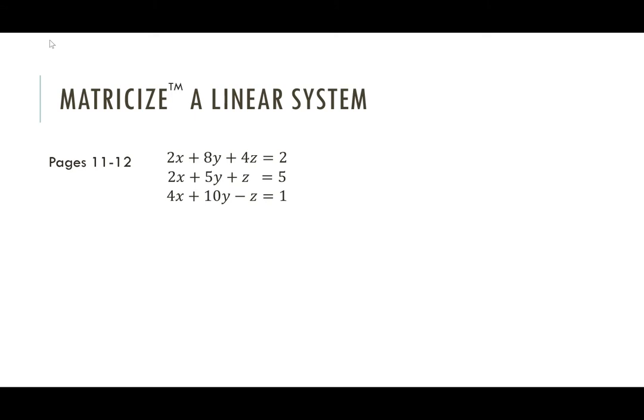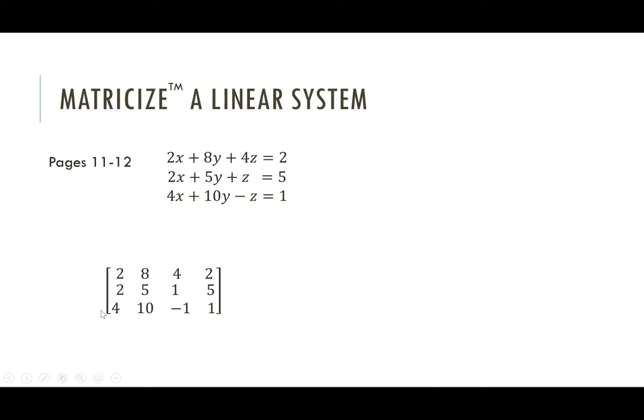So here's a system of linear equations I pulled from your textbook. In this system, we've got three equations and three unknowns. Let's organize the relevant information, namely just the numbers, into a matrix. Each row gives you the coefficients and the constants in an equation. So in this first row, 2, 8, 4, and 2 are our constants in the first row. Each row corresponds to an equation.